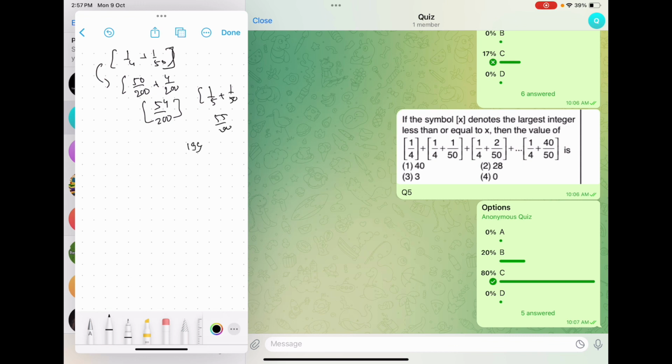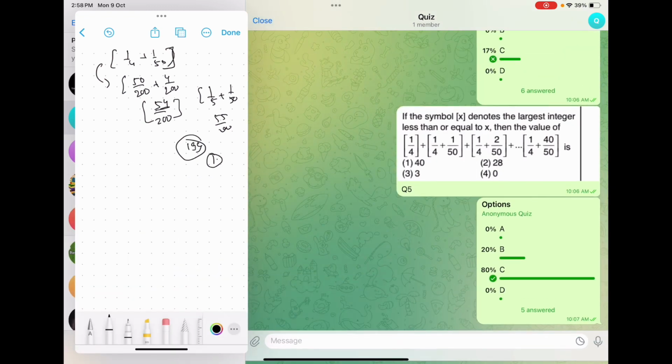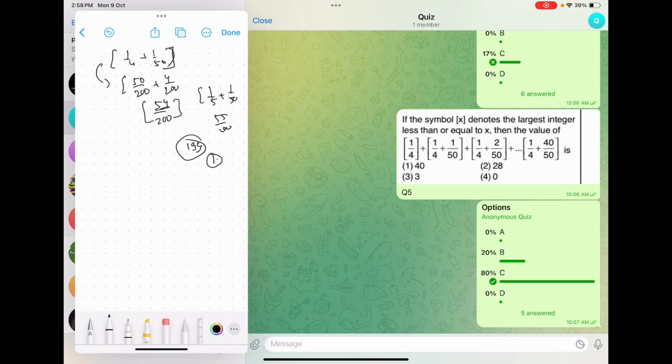So till 199 each of these brackets will give us value 1 only. Starting from 54, the first term, 1 by 4, we have excluded right now, we'll count this later on. So from 54 to 199, how many terms are there? 199 minus 54 plus 1, so 146 terms. One mistake I did: these values are less than 1, right? So their greatest integer will result in 0. So from here till this term, all of these will result in 0.